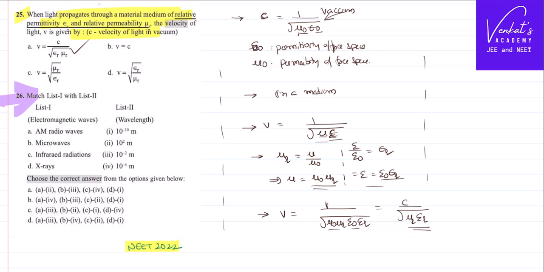For the record, for the X-rays it will be 10 power minus 10. For the infrared rays it is like 10 power minus 4. These are facts that you need to remember. For the microwaves, 10 power minus 2, and for the AM radio waves it is 10 power plus 2. So the answer has to be something like A has to be option 2. There is only one option available.